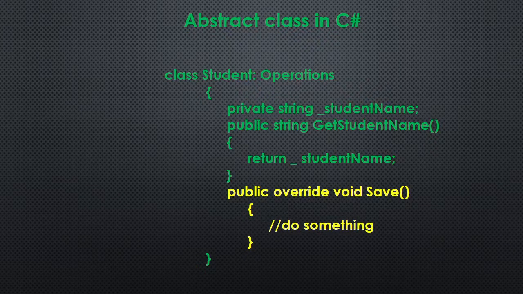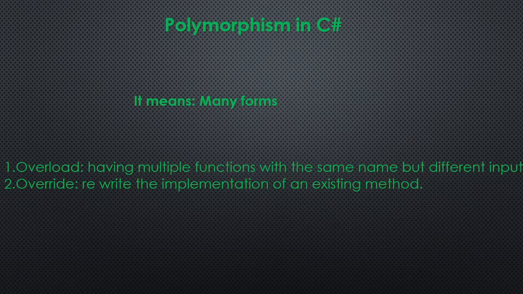Now let's go to the next feature, which is polymorphism in C#. Simply and briefly, the definition of polymorphism is many forms. So I have multiple forms, and we will understand this better by examples. But for now, we need to understand the concepts of polymorphism. We have two main concepts in polymorphism. The first one is called overload, and the second is called override.